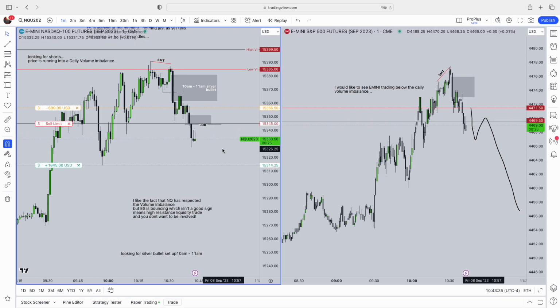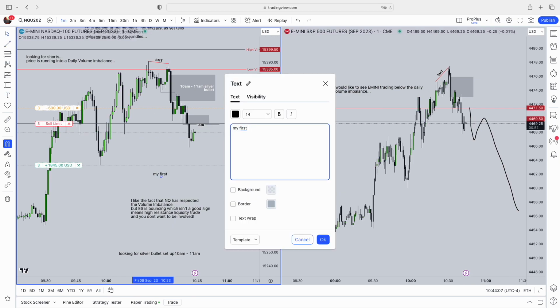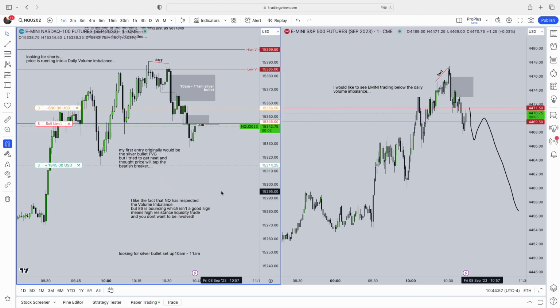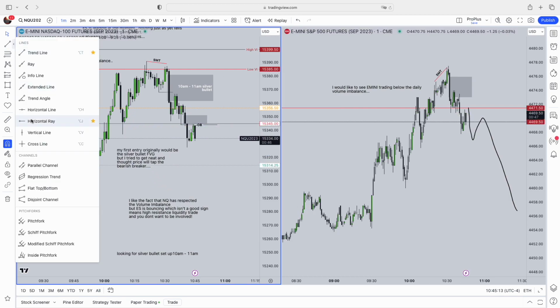But yeah, just keep it really simple. Go for fair value gaps. Look for the draw on liquidity. Silver bullet is really good. Match it with your higher time frames as well. Yeah, you don't really need to overcomplicate things.